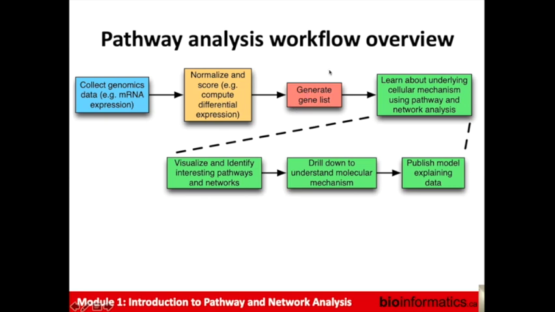And then we want to learn about the underlying mechanism that this gene list might be telling us about using pathway network analysis. And to break this box out a little bit more, pathway network analysis usually starts by running analyses and visualization methods that help us identify interesting pathways and networks. And once we've found one that's interesting, we can focus in on it to better understand molecular mechanism and eventually develop a publication quality model.